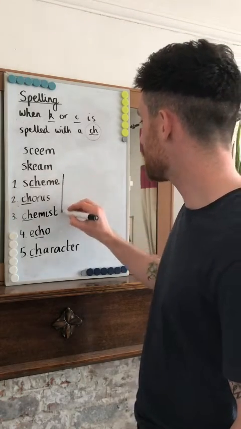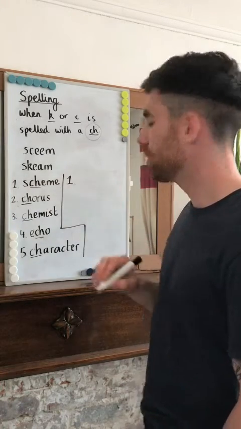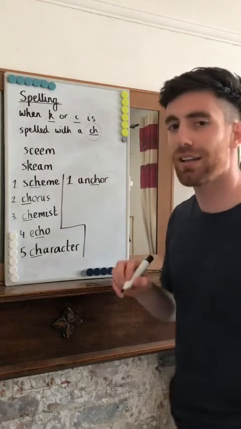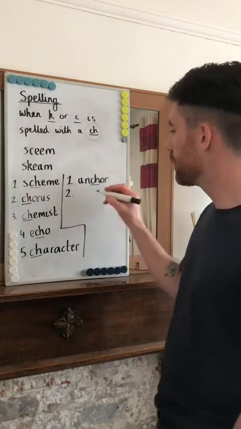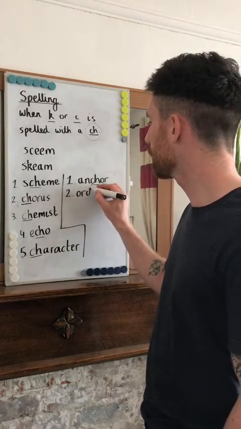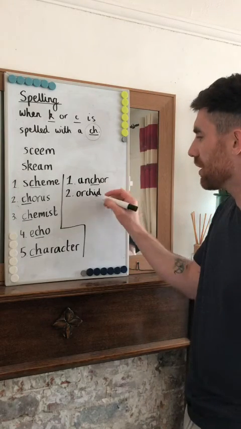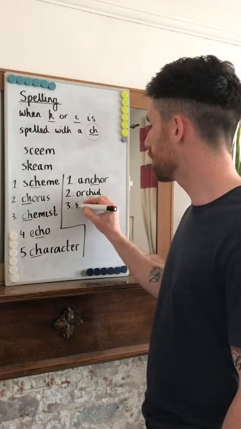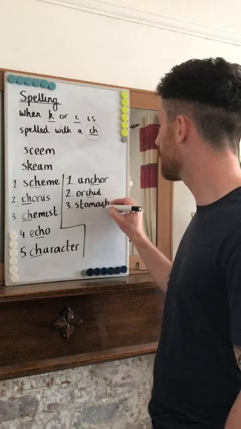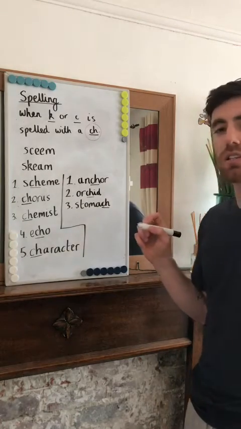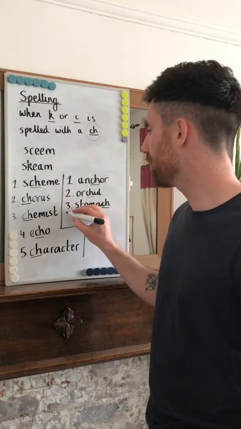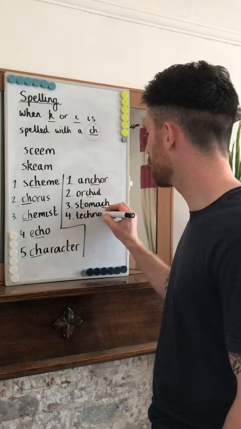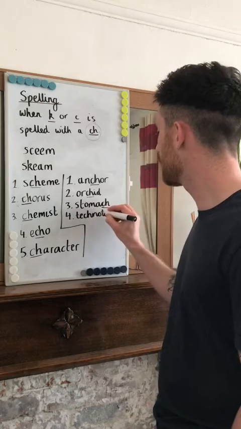Okay, so I'll just get rid of them. So, number 1, the word was anchor. Anchor, the sound is there. Number 2, the word was orchid. Orchid, so the CH spelling for k is there. Number 3, the word was stomach. Again, the CH spelling was used for the k sound. Number 4 was technology.